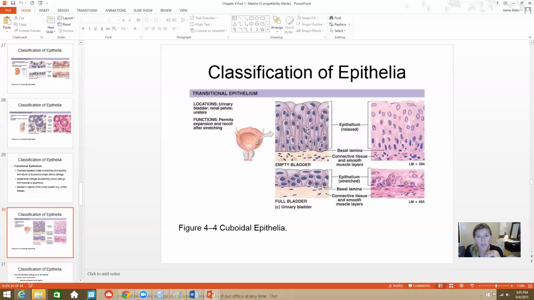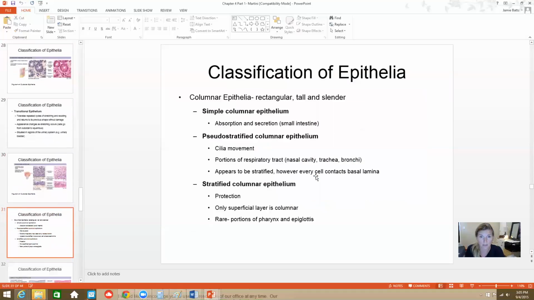So when the bladder is empty, those cells are nice and puffy, and when the bladder is full, those cells get squished down because it's full of urine. It's a transitional epithelium. Then we have columnar. Columnar epithelium can actually be classified three ways. Simple columnar, this is for absorption and secretion, found mostly in the small intestine. Pseudostratified columnar, which has cilia, is usually called ciliated pseudostratified columnar epithelium, a very big term. That's found in the lungs, portions of the upper respiratory tract. Or stratified columnar, which is very rare, in portions of the respiratory tract, where again, only that superficial layer is columnar.